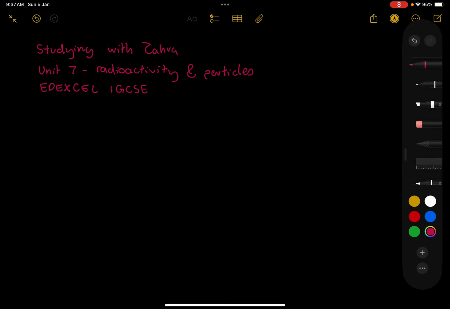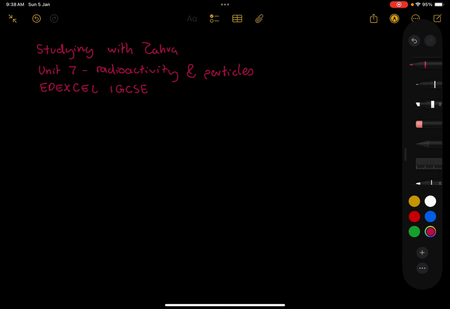Today I'm going to be doing Unit 7, Radioactivity and Particles, and this is a Decalage GCSE. I'm going to start with atoms and radioactivity and the basic sort of atomic structure. I'm going to go over it very briefly because I feel like it's pretty basic. Everyone knows it. It's in chemistry as well.